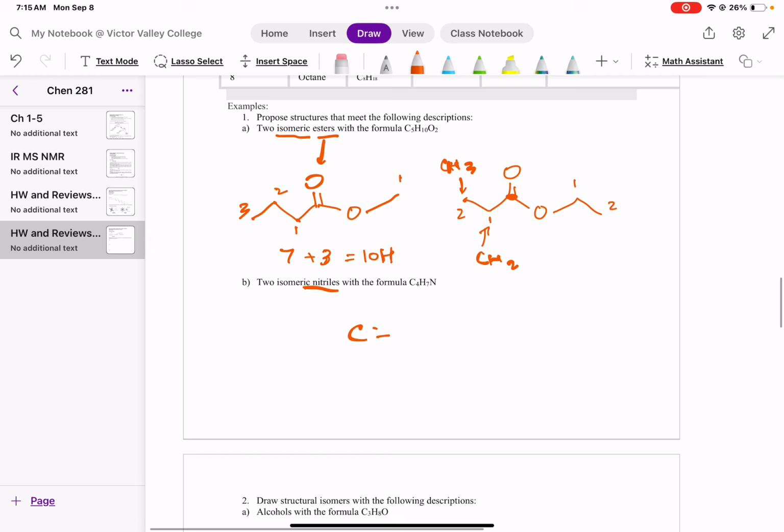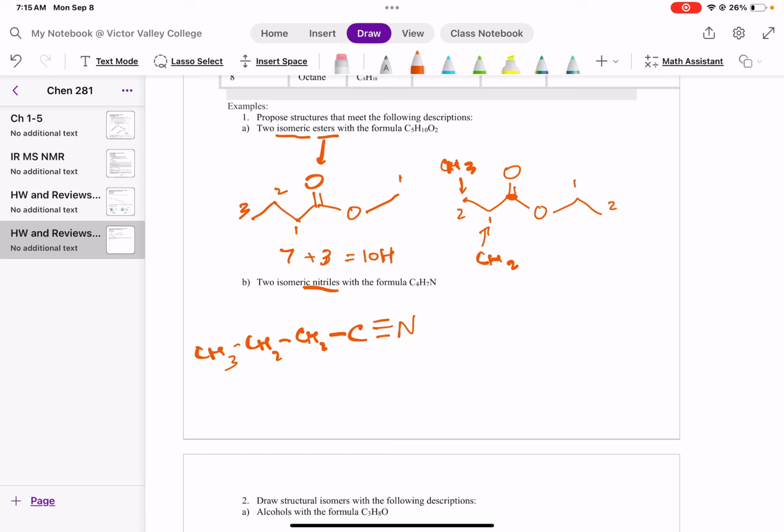Okay, now we got nitrile. Nitrile is C triple bond N. Okay, so we got to have that. And then we got 7 hydrogens. Okay, so keep going. So we got 4. So 1, 2, 3, and sometimes condensed formula is easier to do. So you got 3 plus 2 plus 2, that's 7. So perfect. And then CN.